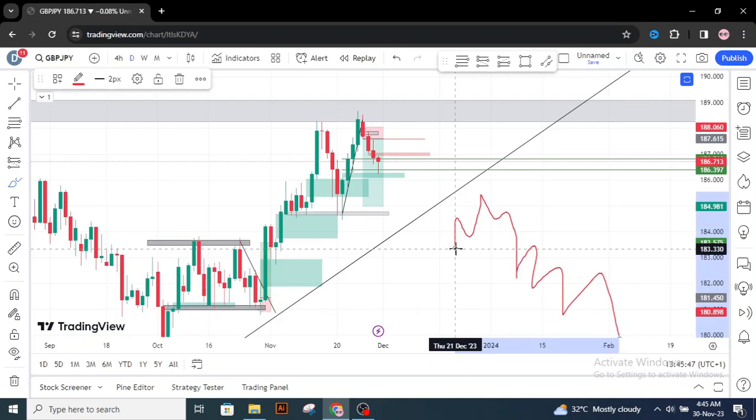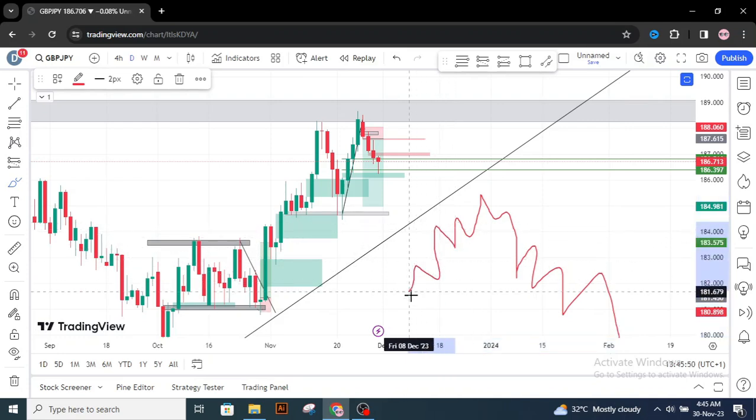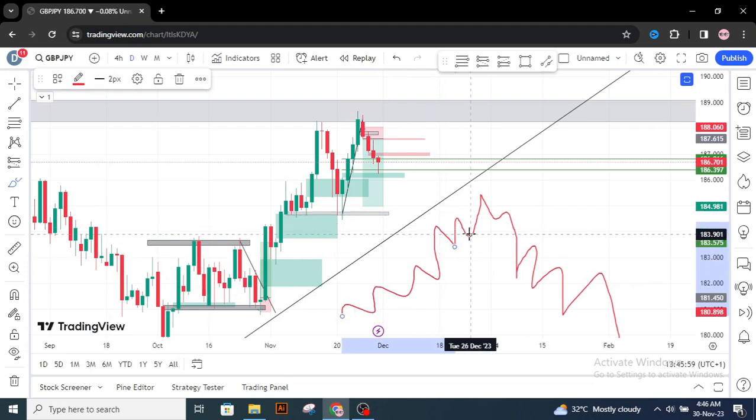Here it was making higher high, higher low, higher high, higher low, like that. Then it makes this higher high, higher low here, higher high, higher low. Then instead of making another higher high, it now makes a lower high before it starts coming down.